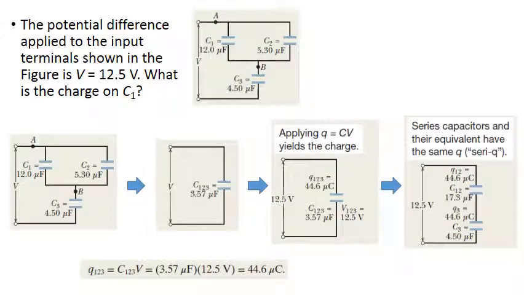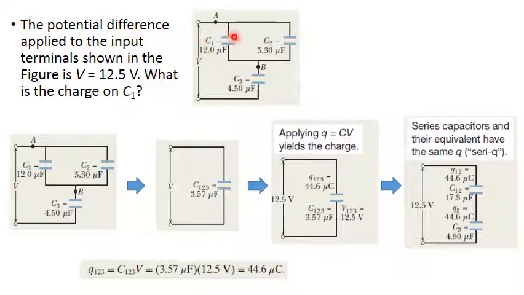Now, it is required to find out the potential difference applied to the input terminals. The potential difference applied to the input terminals is 12.5, so the total voltage here is 12.5 volts. What is the charge on the capacitor C1?